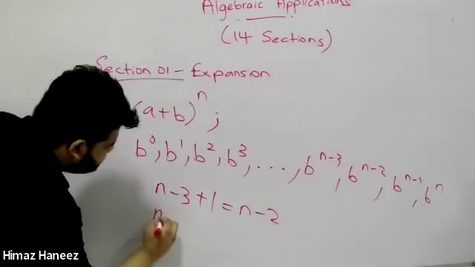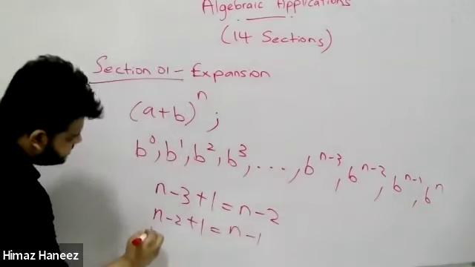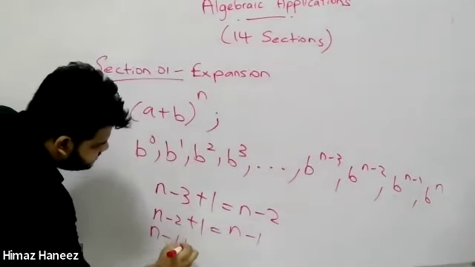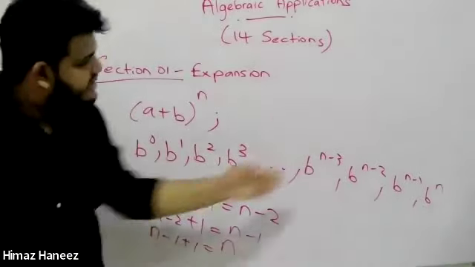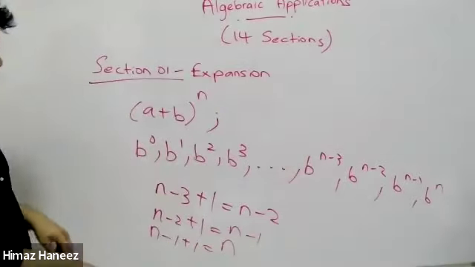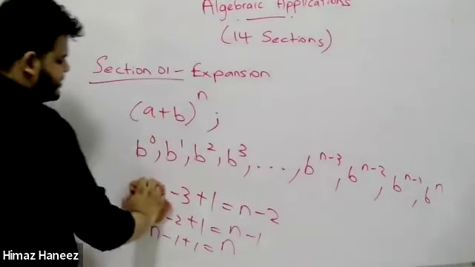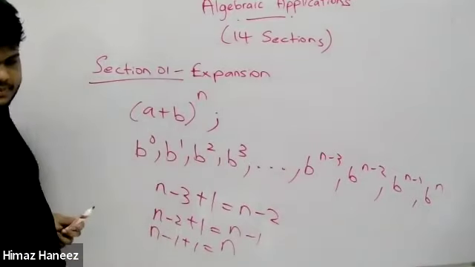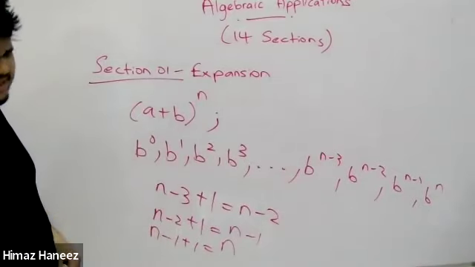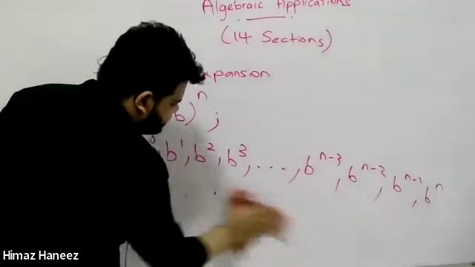Then n minus 2. If I add 1, it's n minus 1. n minus 1 plus 1, the answer is n. The power keeps on increasing by one unit. Okay, got it? Just as a note, it's a bit confusing, but the theory is okay. You got the theory, no?